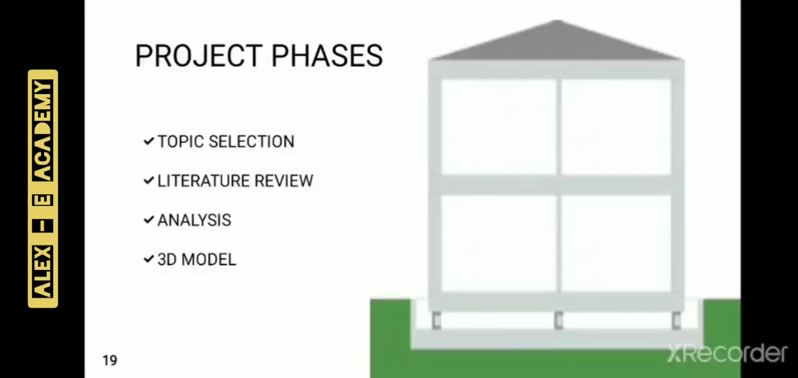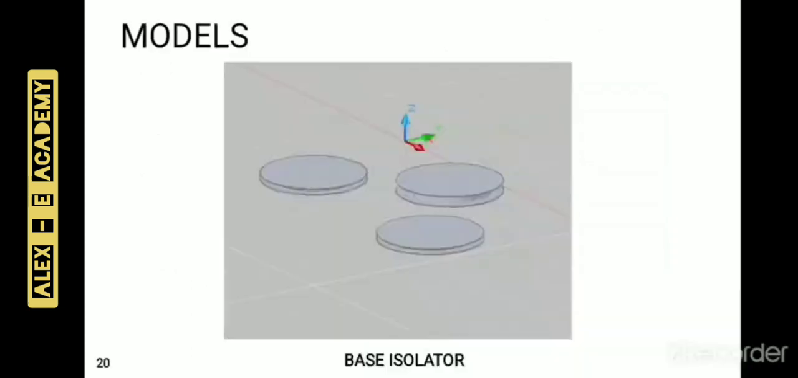Our project phases are topic selection, literature review, analysis, and 3D model. This is the model of lead rubber bearing, which is an isolator that we made using the software AutoCAD 3D. The cross-section and more details about this isolator are in the coming slide.